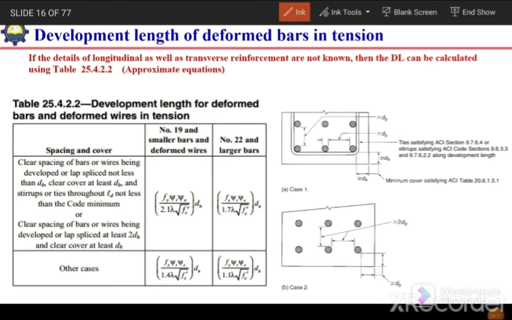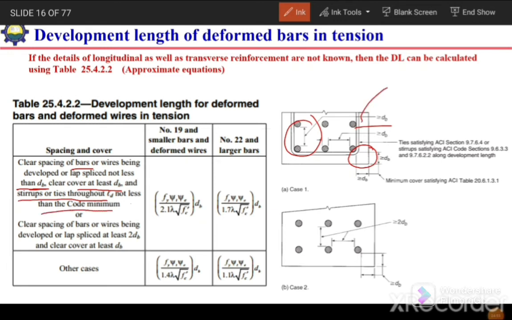So here, the clear spacing of the bars or wires being developed or lap spliced should be not less than the diameter of the bar. The clear cover should be at least equal to the diameter of the bar. It means the spacing between the bars as well as the cover should be greater than the diameter of the bar which is being developed. And stirrups or ties throughout LD should be not less than the code minimum.